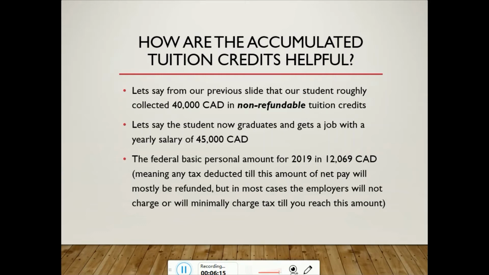But if you are a full time employee and you start working and your salary is $45,000, the employer will deduct taxes in appropriate proportions so that you are not charged more than what is required. So basically you won't be charged for the first $12,000, and then you'll be charged according to the tax slab you fall on. But if you are working full time, you will be charged in an appropriate manner.